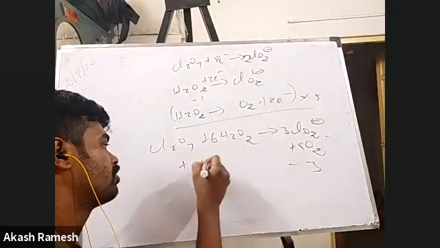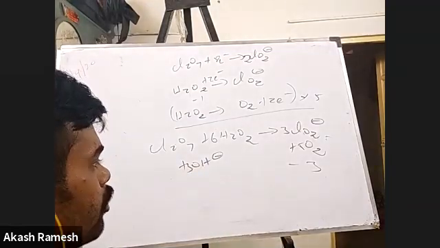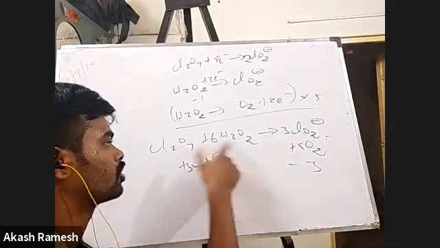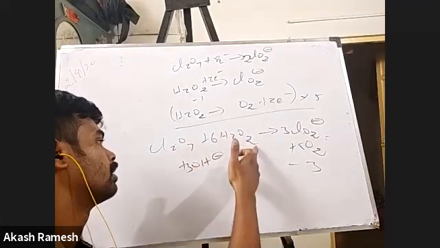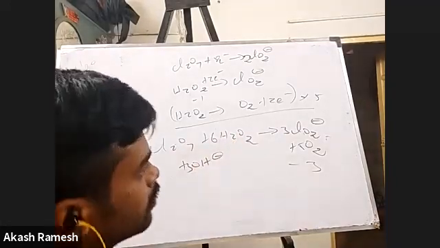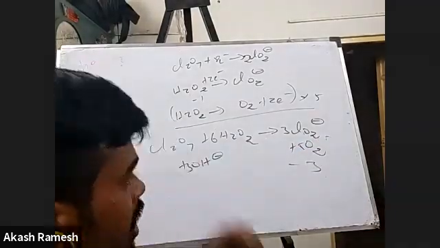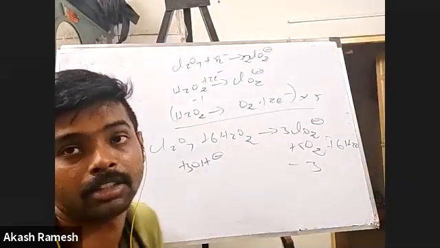So obviously I have to add 3 OH minus here, 3 OH minus here, and I have to balance it with water also. So how many oxygen? Let me calculate. 7 plus 3, 10. 10 plus 12 is 22 oxygen atoms. Here it is 6. 6 plus 10 is 16. So I need to have 6 more H2O. Yeah, this is the balanced equation.